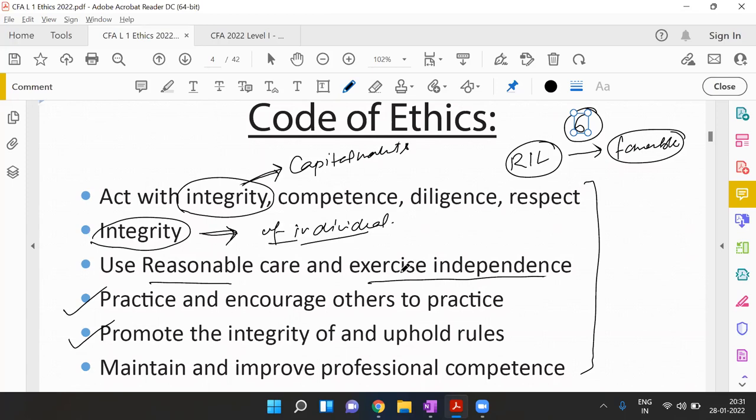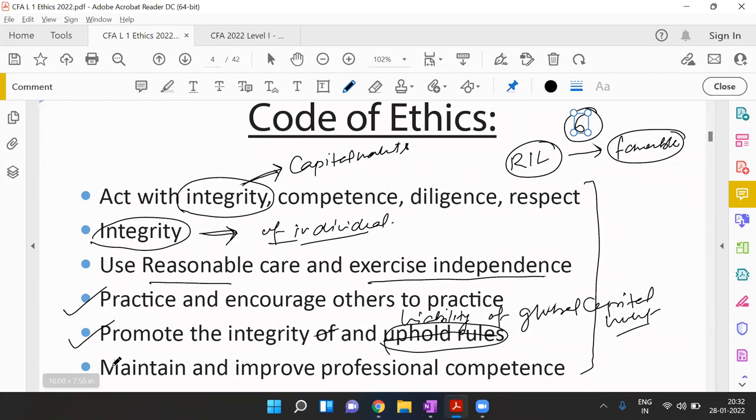Now here, the code has actually changed a little bit. Now the fifth code of ethics, what they say, you need to promote the integrity and viability of global capital markets, so that it is beneficial for the society. Earlier, the code of ethics was saying that you need to uphold rules governing capital market. So obviously, there is a regulator, they have framed certain rules and you need to uphold them.